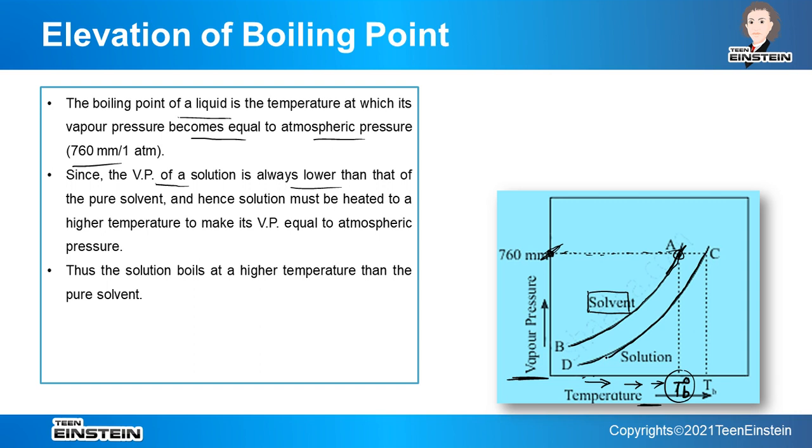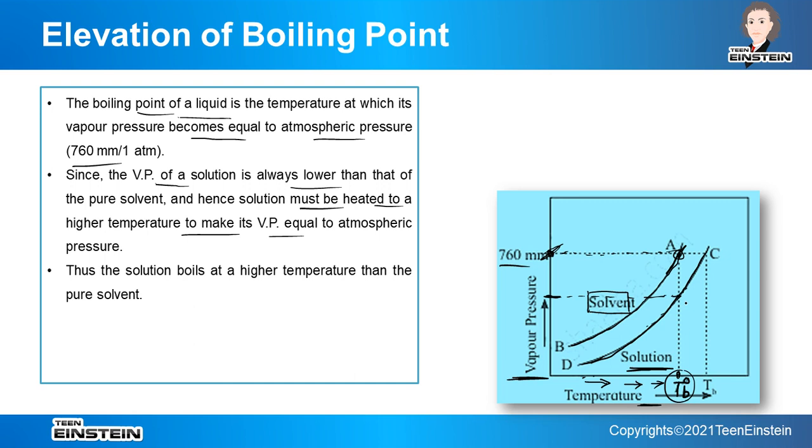So you can see this line is just below the line of AB, because now there is lowering of vapor pressure. Now it is a solution, it is no longer pure solvent. So because of this relative lowering of vapor pressure, the solution must be heated to a higher temperature so that we can make the vapor pressure equal to atmospheric pressure. Now as you extend the line, suppose you have reached the boiling point, but if you draw a corresponding line on the vapor pressure axis, this vapor pressure is lesser than 760, so it cannot boil according to the definition of boiling point.